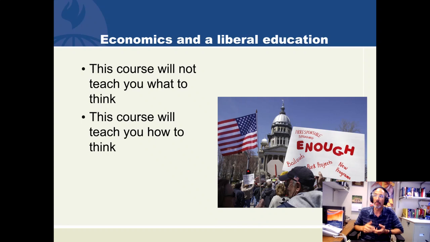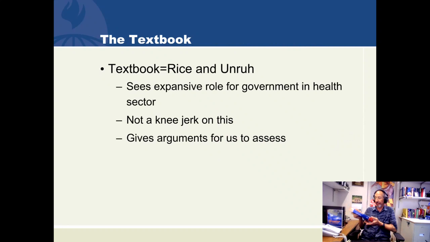We have a textbook. Textbook is Rice and Unruh. There's the fourth edition, which is available on Amazon or from the Matthews bookstore. And the third edition's also okay. If you get a way better deal on the third edition, you'll be okay. I think the fourth edition is probably my preference, so go for the fourth edition if you can swing it.